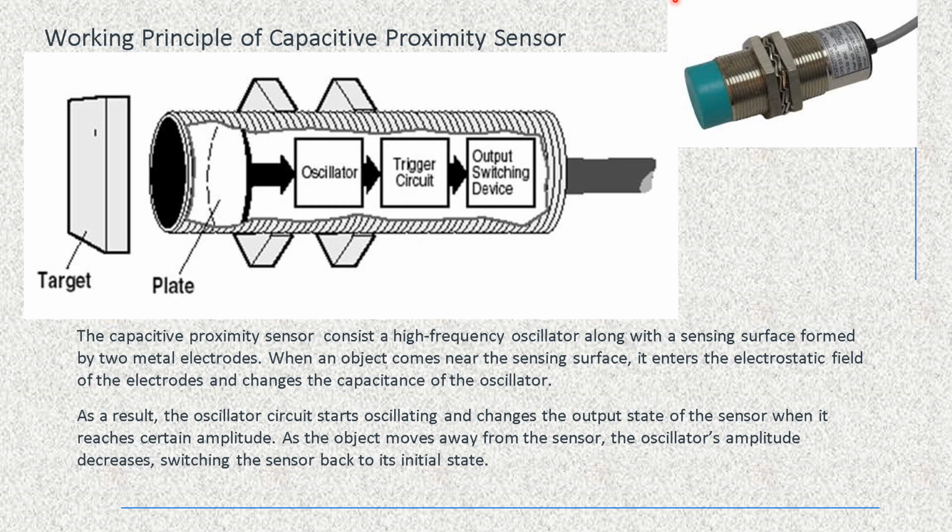As the object moves away, the capacitance returns to normal, and the sensor's output resets. In essence, capacitance varying due to a nearby object modulates the oscillator output, establishing contactless detection.